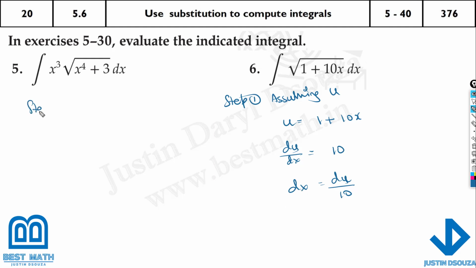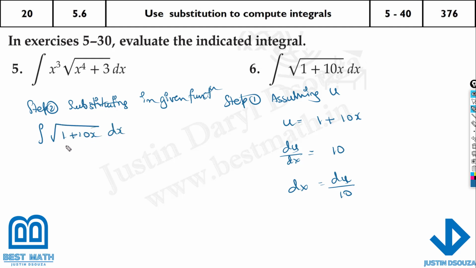Step 2, I'm just going to write it over here at the left. Step 2 would be substituting in the given function, the given question. So this is the given function. Now what happens is integral square root of 1 plus 10x dx, right? Here we will have integral square root u du, not dx, because dx is du by 10. So we write du divided by 10. Now this 1/10 is a constant. We just have to integrate square root u du.